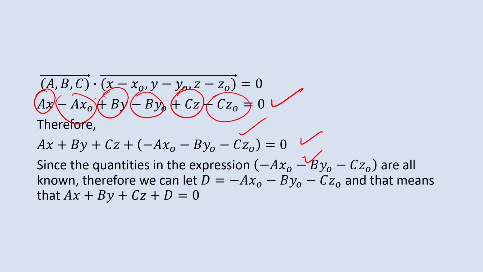And all of the quantities in this expression here are known. We don't know x, y, and z, but we know a, b, and c, and x naught, y naught, and z naught. So that means we can actually evaluate this bracketed quantity here, and we're going to call it d. And so that means we can state the equation of that plane as ax plus by plus cz plus d equals 0.